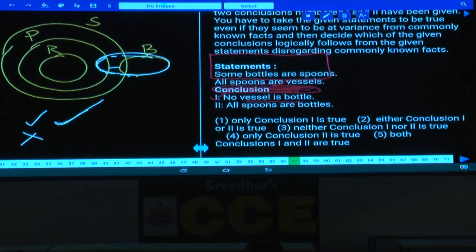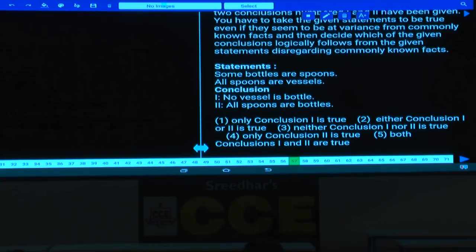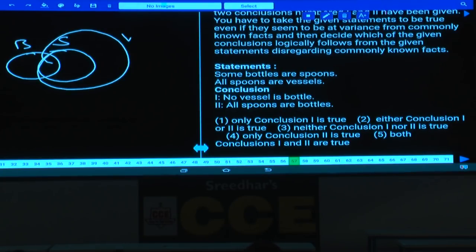Now in this question number 57, some bottles are spoons, some of the bottles. Now these are the bottles which are spoons, and next one, all spoons are vessels. All these spoons are vessels. Then no vessel is a bottle. No vessel is a bottle, true or false? Now this is vessel and bottle, there is an intersection between these two. Hence no vessel is a bottle will be false, because some of the bottles are vessels is true.